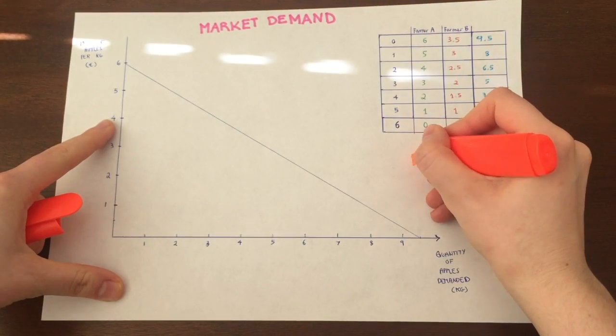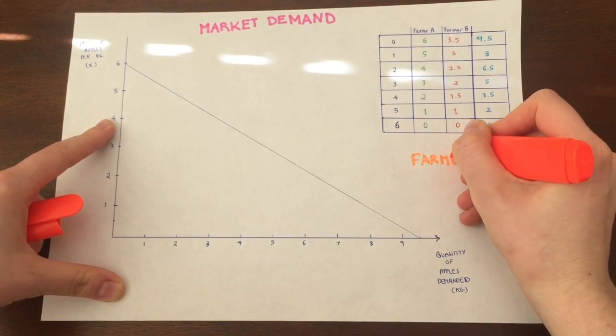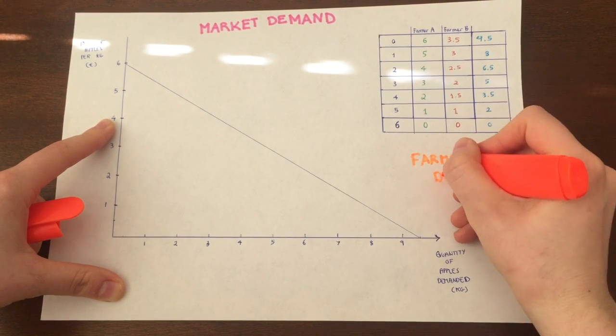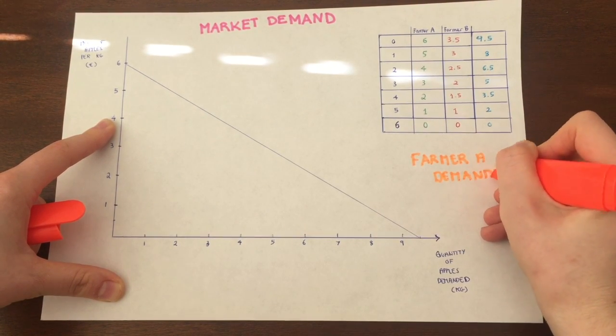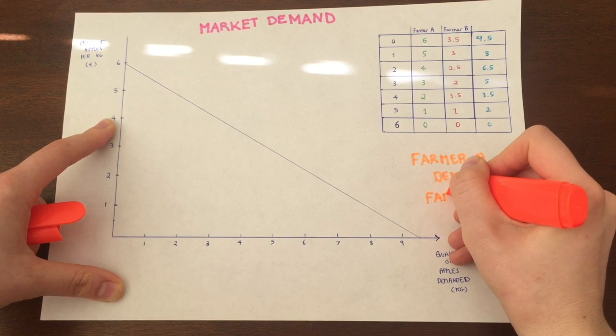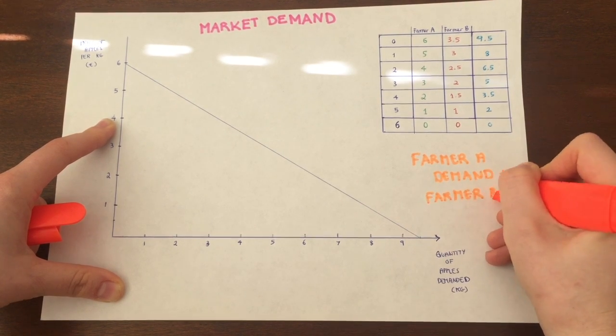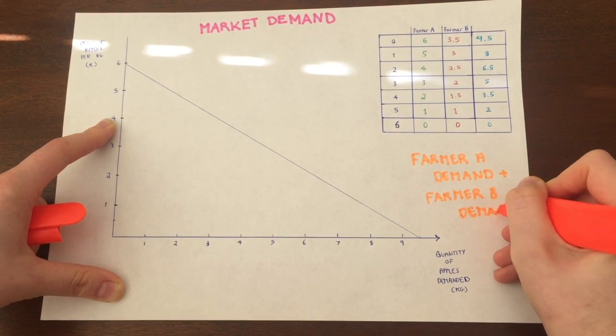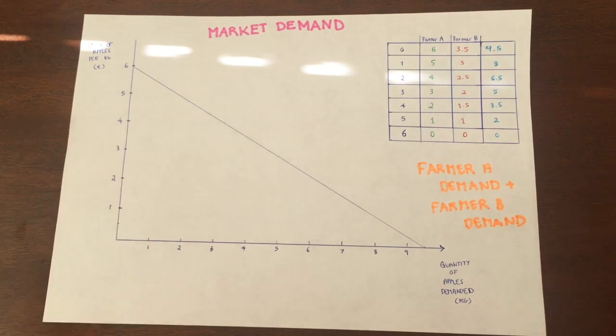Market demand is all of the individual demands for a particular good or service added together. Let's say farmer A and B were the only two people in the market. The quantity demanded in the market is the sum of the quantities demanded by all buyers at each price. This is illustrated on the graph and table here, which shows the market demand for apples with farmer A and B the only two contributors in the market.